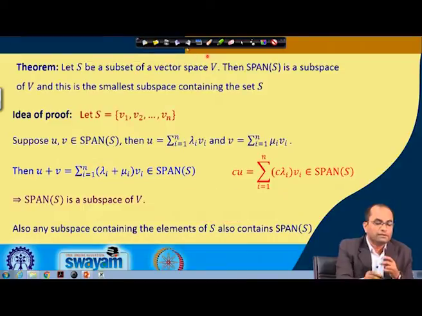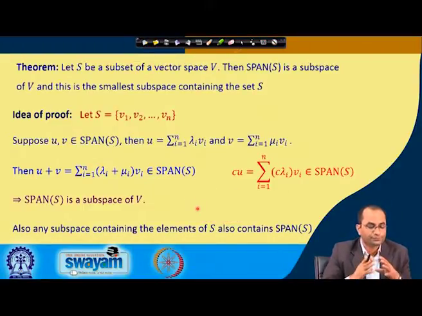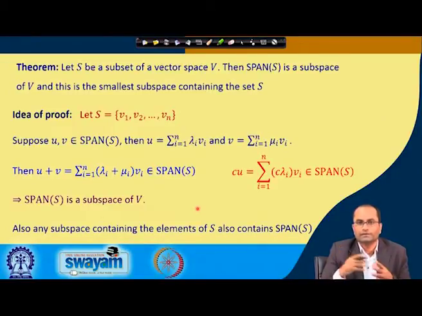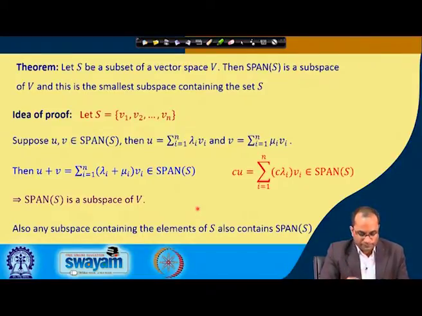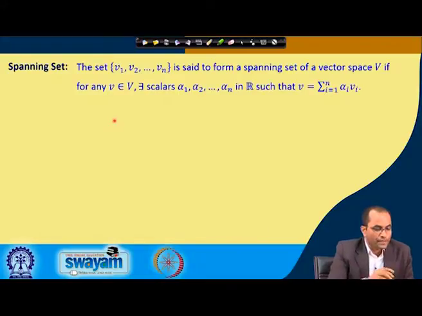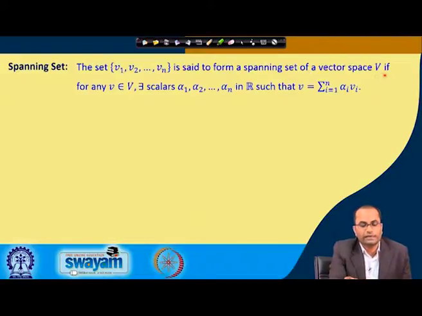So what we have learned here is that if you take any vectors from a vector space and form the span of these vectors, that will form a vector subspace of that vector space V. And there is another concept, called a spanning set. So, what is a spanning set? The set v1, v2, v3, ..., vn is said to form a spanning set of the vector space V.